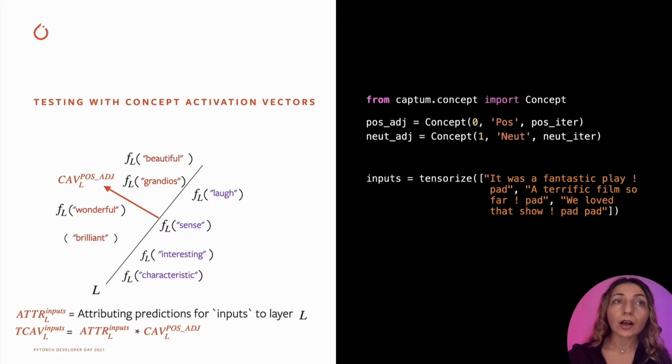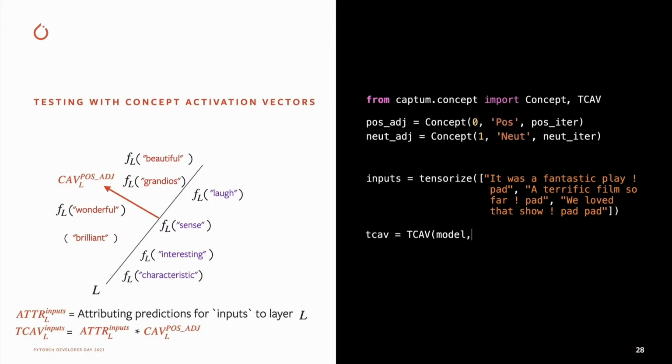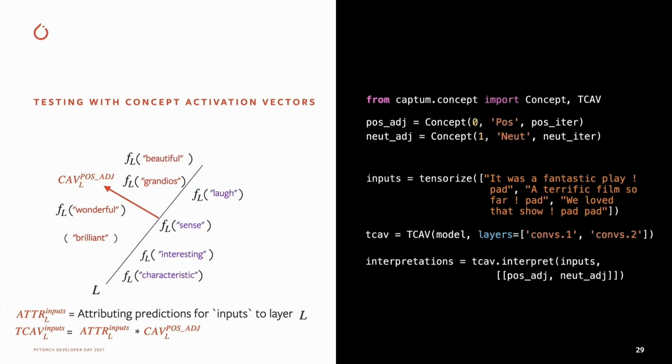This arithmetic operation happens under the hood in Captum when we use the TCAV class by passing the model, in this case our sentiment analysis model, and a list of layers for which we would like to compute the TCAV score.